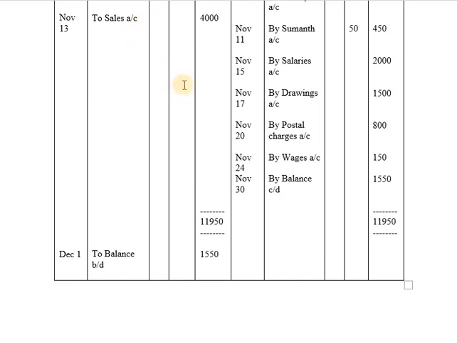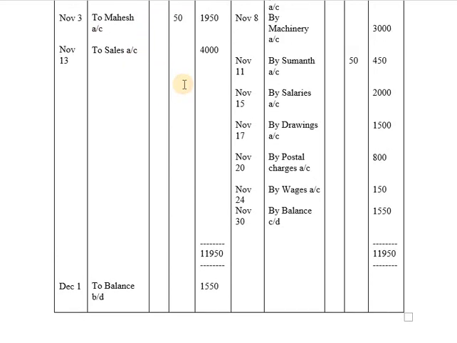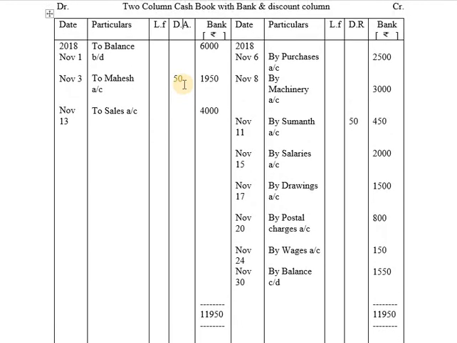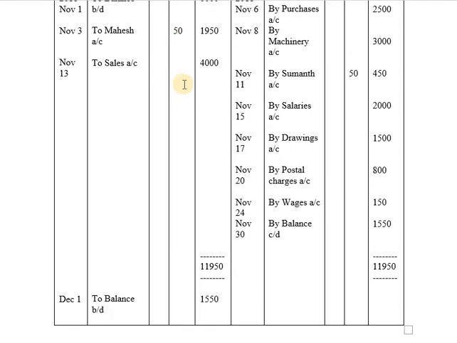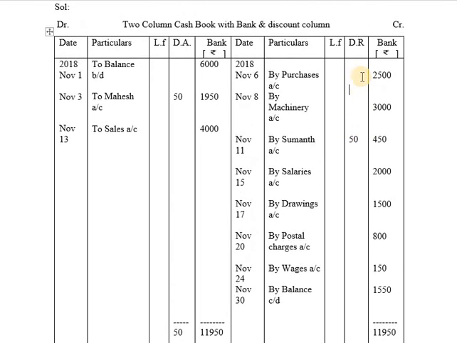Now we need to do the total on discount allowed column and in discount received column. So the total in discount allowed column is only rupees 50. So the total will be recorded here as 50. Now after doing the total on discount allowed column, now you will be doing the total for discount received column, and in discount received column also the total is only rupees 50. So 50 rupees will be recorded as total in discount received column as well. So the total on discount allowed column as well as on discount received column is rupees 50.